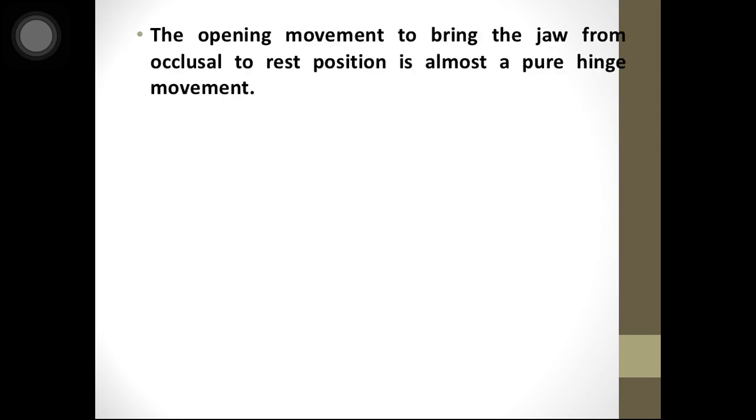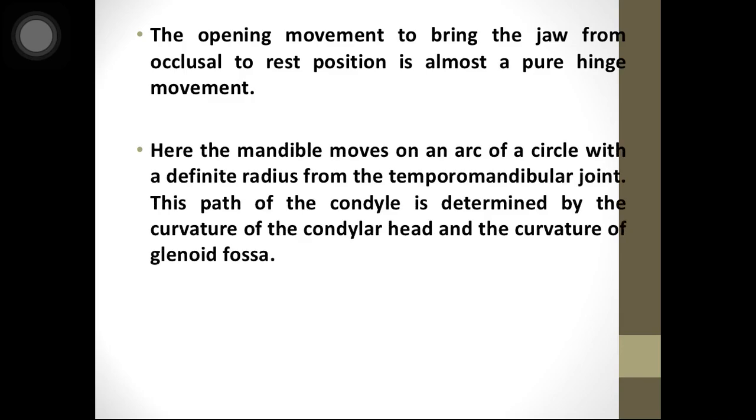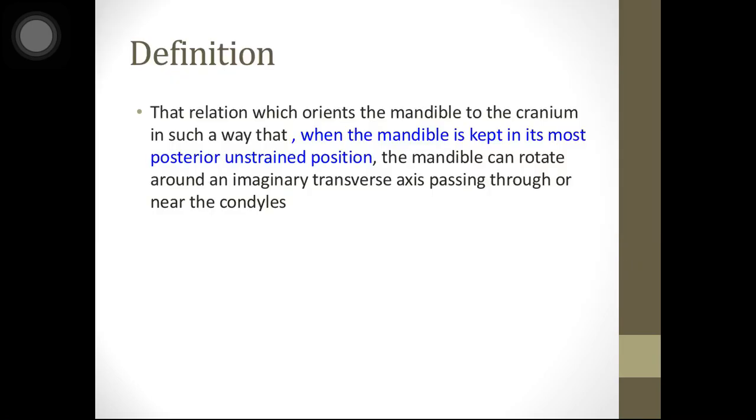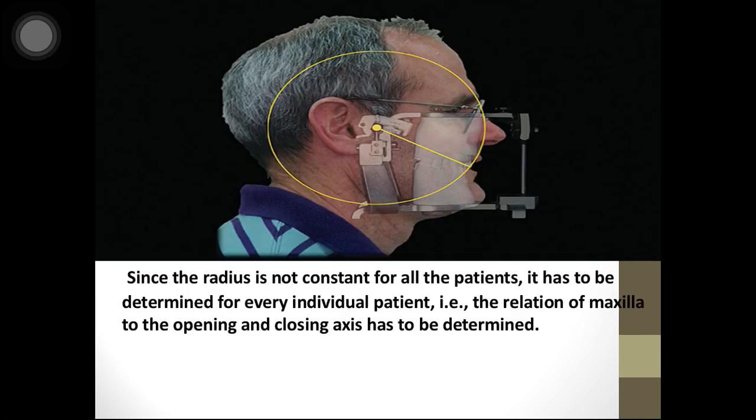The opening movement to bring the jaw from occlusal to rest position is almost a pure hinge movement, and the mandible moves on the arc of a circle with a definite radius from the temporomandibular joint. This path of the condyle is determined by the curvature of the condylar head and the curvature of glenoid fossa. The radius is not constant for all patients. It has to be determined for every individual patient. That is, the relationship of maxilla to opening and closing axis has to be determined.